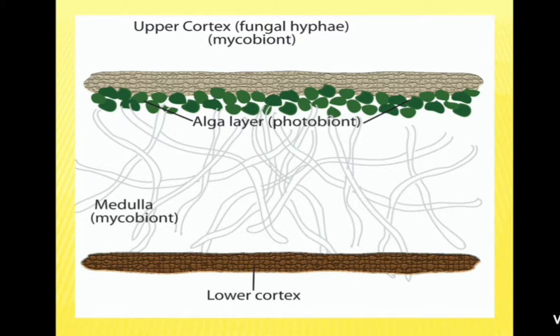It is a positive type of interaction in which fungi absorb water and minerals and provide them to the alga, and in return the alga synthesizes food and provides it to the fungal hyphae, and fungi also give shelter to this alga. This algal member is called the photobiont or phycobiont and the fungal member is called the mycobiont. It is a positive type of interaction.